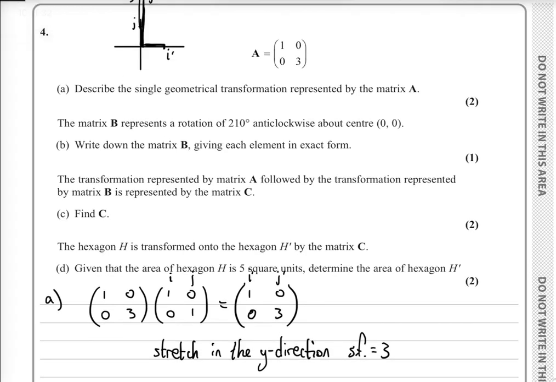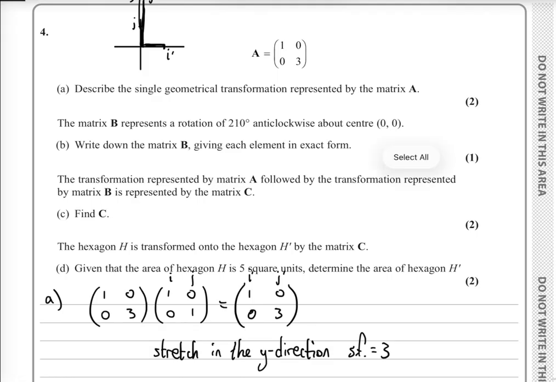That's part A finished. Part B, the matrix B represents a rotation of 210 degrees anti-clockwise. Write down the matrix B, giving each element in exact form. Now there's only 1 mark for that, but what I'm going to do would be worth more than 1 mark, because I'm going to do something very similar to what I've done, but backwards. I'm going to consider i and j, and I'll just change colours here to keep it easy to see. And we're rotating 210 degrees.